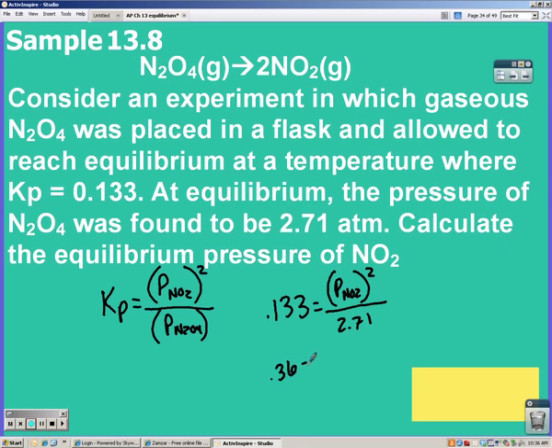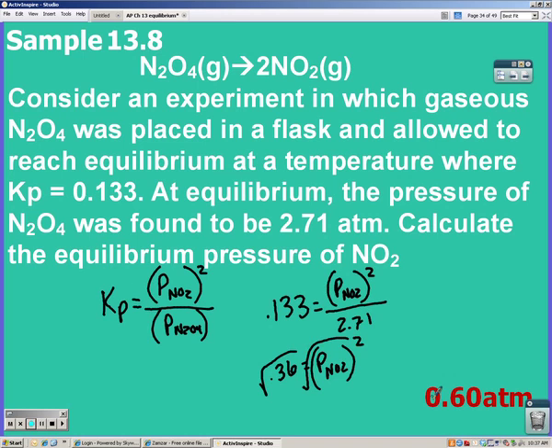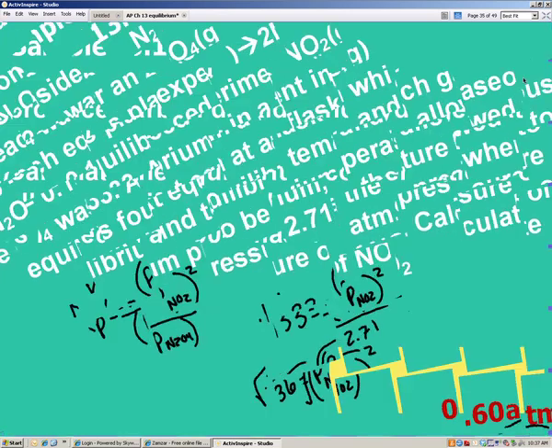Multiply, square root, and we get 0.6. And since we're dealing with pressure, it's atm because the other one was in atm. You did need units since we're solving for pressure, not K or Kp.